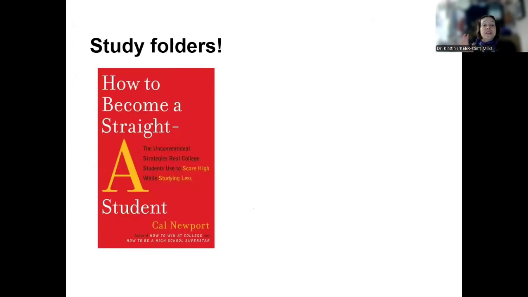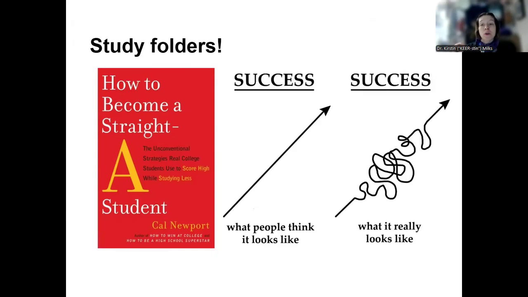So, okay, study folders. Remember, we're thinking about studying through this lens of this book, How to Become a Straight A Student, the Unconventional Strategies Real College Students Use to Score High While Studying Less. Turns out that a lot of us invent the exact same types of structures. But the invention of that structure, and indeed teaching yourself how to more durably, reliably, and oftentimes faster learn is really messy. I mean, I'm 45. I've been thinking about this since I was your age.